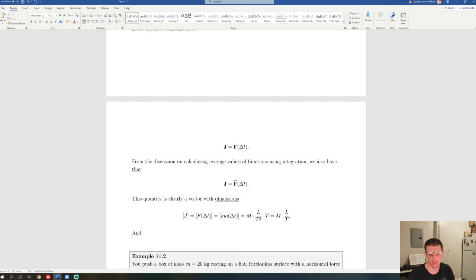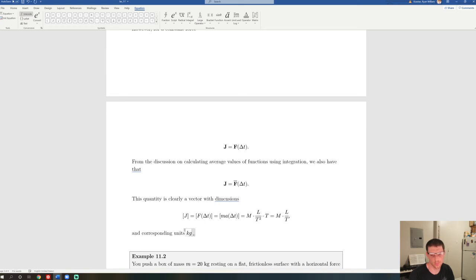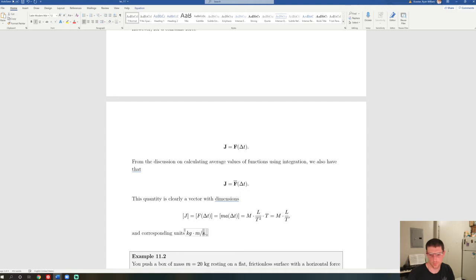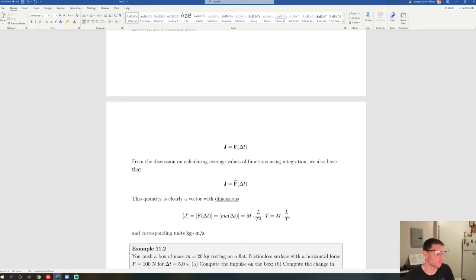I don't like how it capitalizes that. Okay, and corresponding units, and then let's just get this in here. Okay, so I think that's it for now, at least for defining some of the ideas and quantities that we are going to be working with here.